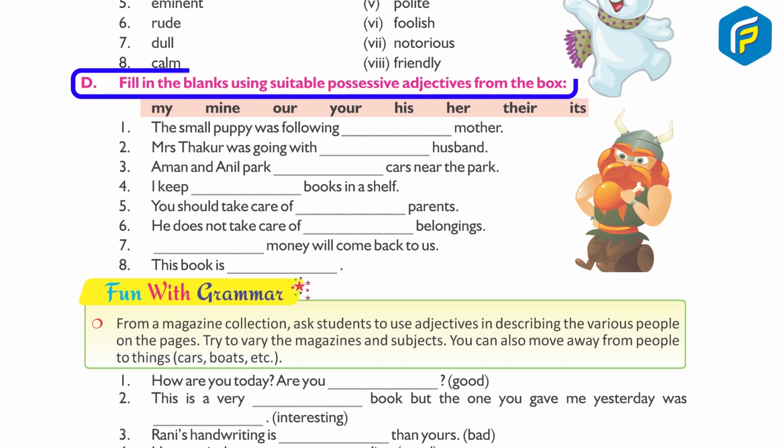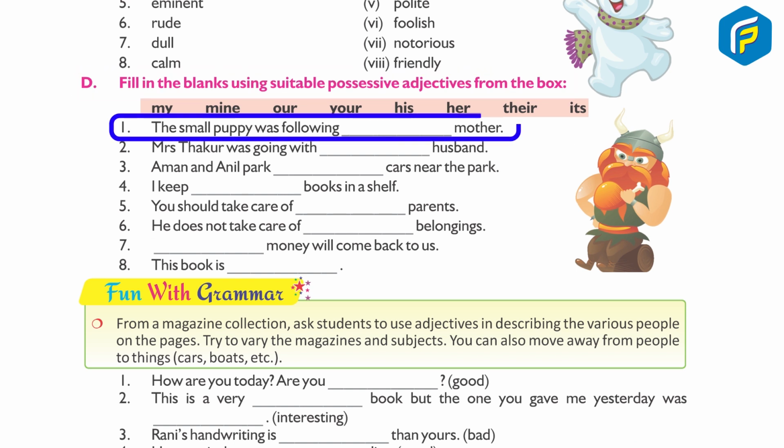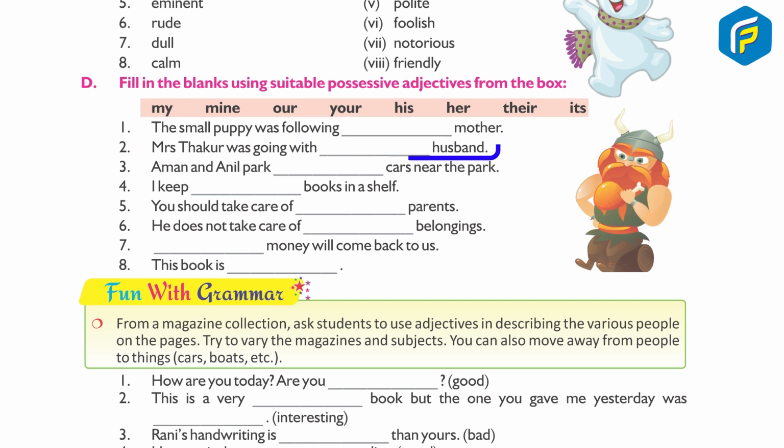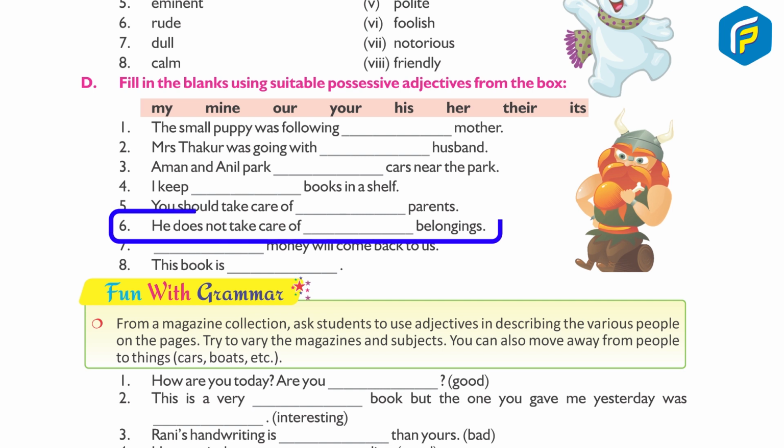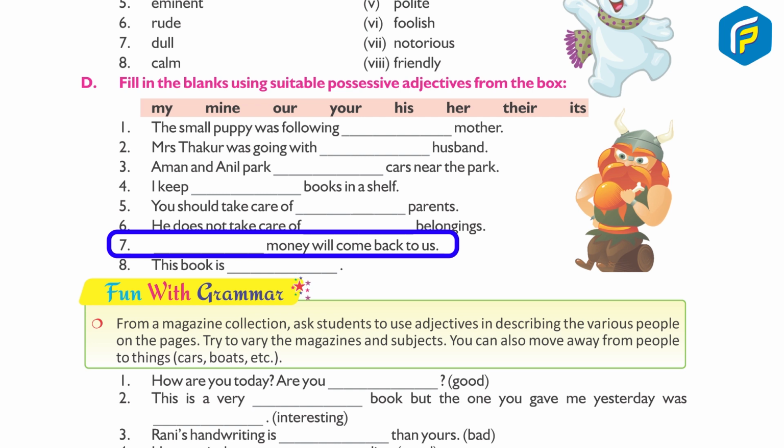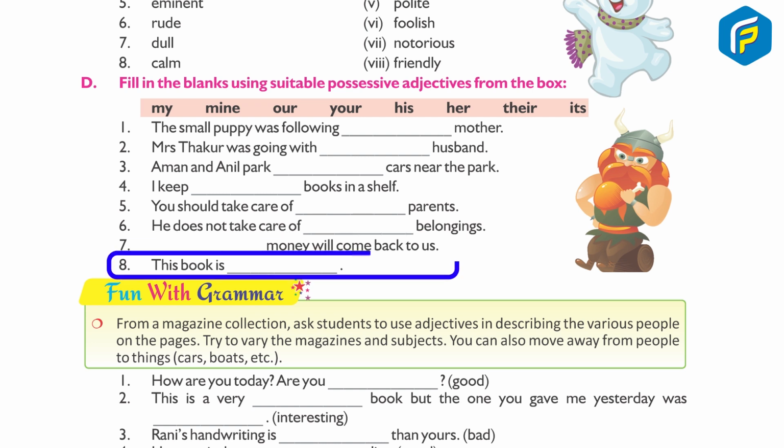D. Fill in the blanks using suitable possessive adjective from the box. 1. The small puppy was following its mother. 2. Mrs. Thakur was going with her husband. 3. Aman and Anil park their cars near the park. 4. I keep my books in a shelf. 5. You should take care of your parents. 6. He does not take care of his belongings. 7. Our money will come back to us. 8. This book is mine.